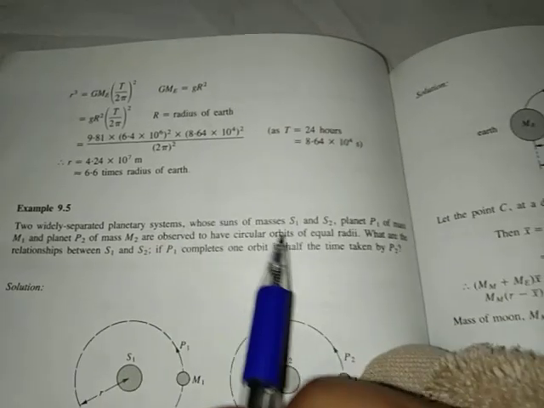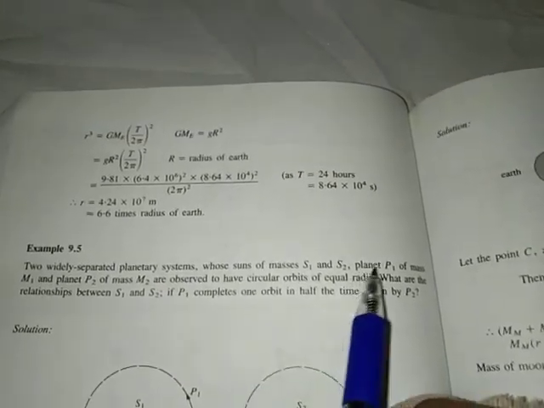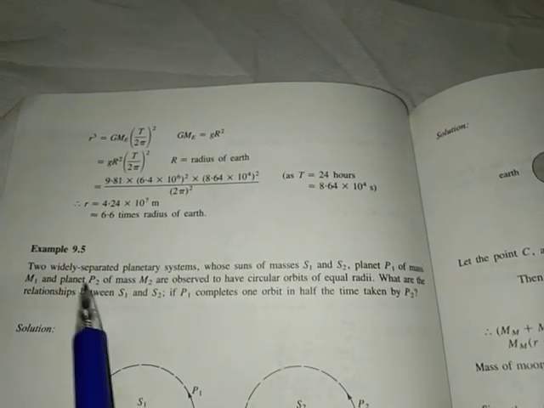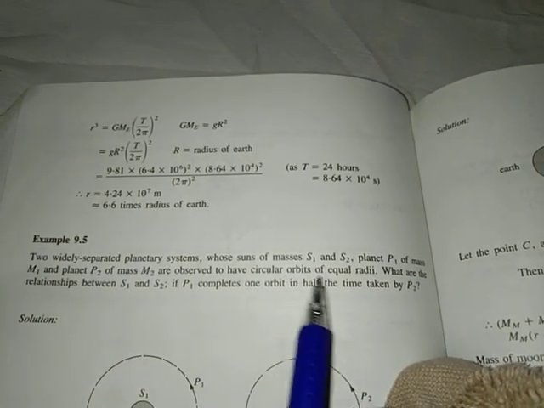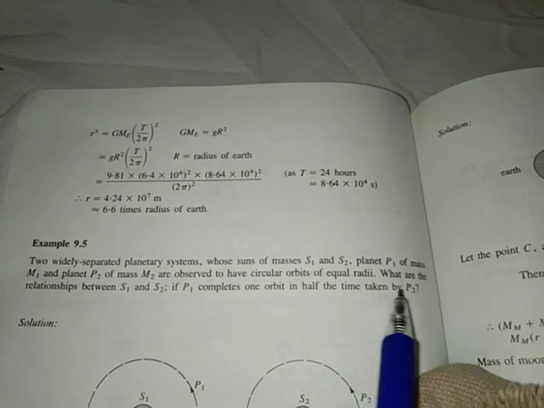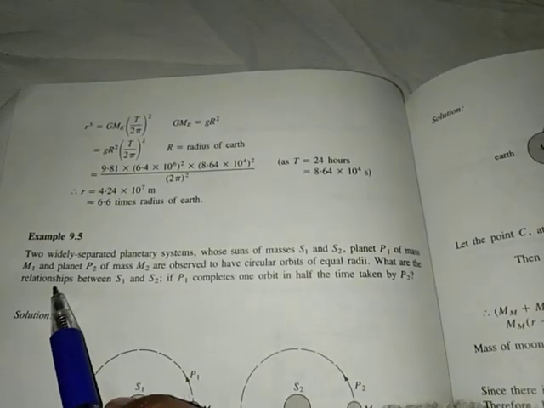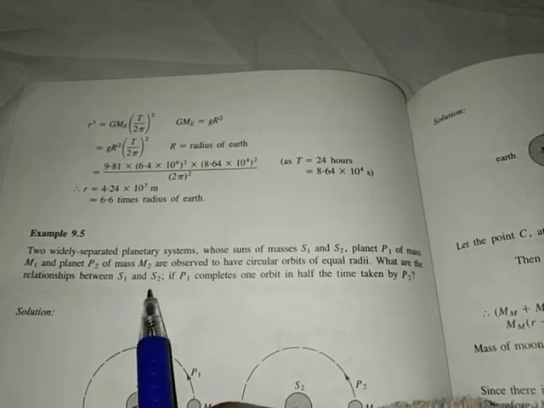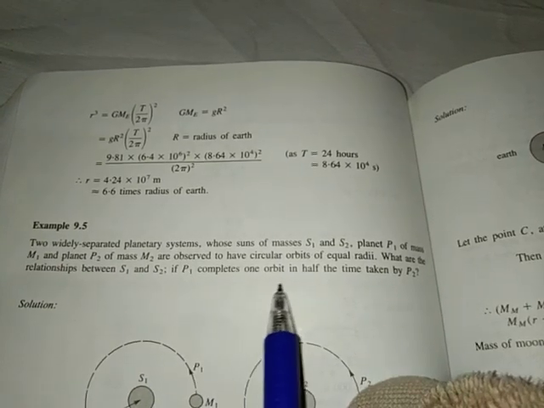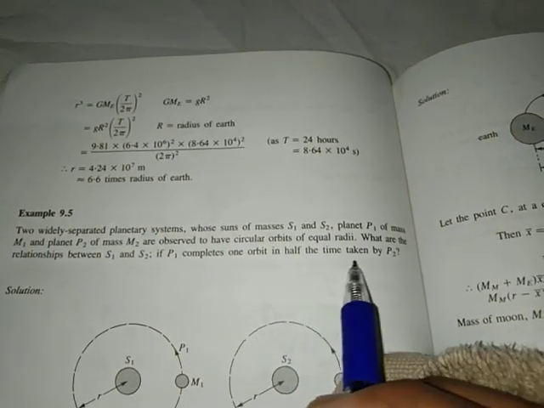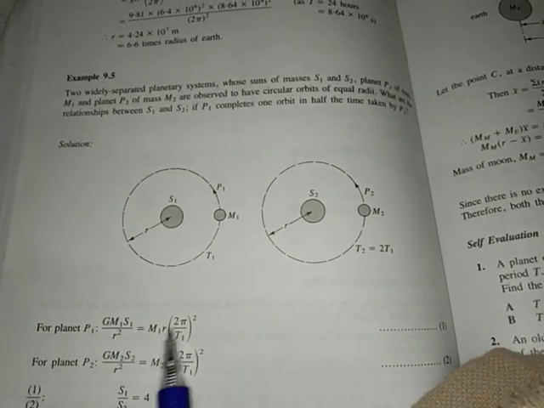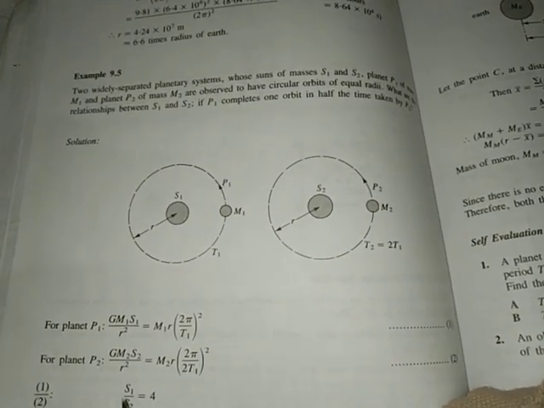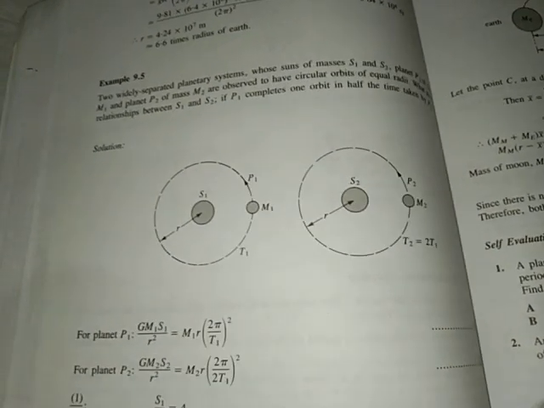Two widely separated planetary systems, whose suns have masses S1 and S2, and planet P1 of mass M1 and planet P2 of mass M2, are observed to have circular orbits of equal radii. What is the relationship between S1 and S2 if P1 completes one orbit in half the time taken by P2? Solution: for planet P1, this solution is done, 1 and 2, S1 is equal to 4 S2.